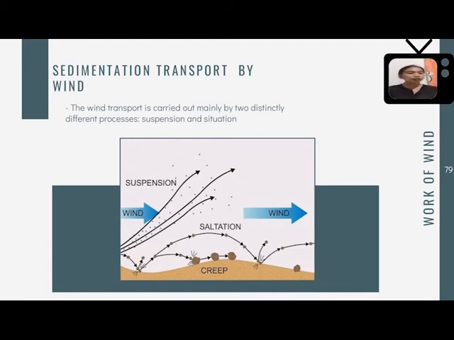So next is the siltation. The heavier sediments such as grains, pebbles, and gravels are lifted up vertically during high velocity wind only for short distance. They may be dropped and pick up again and again during the transportation process.